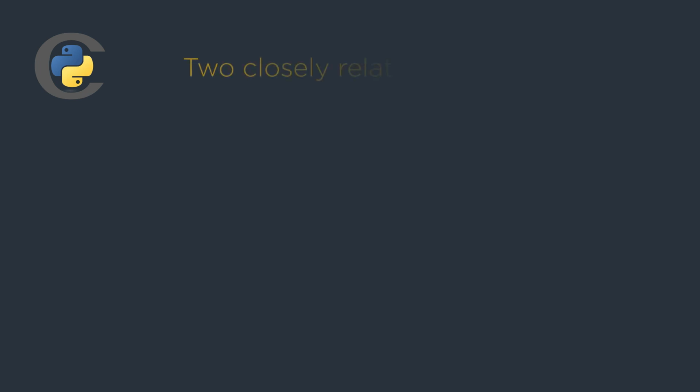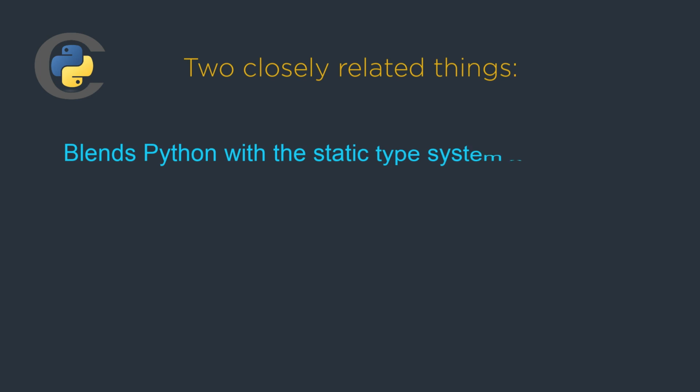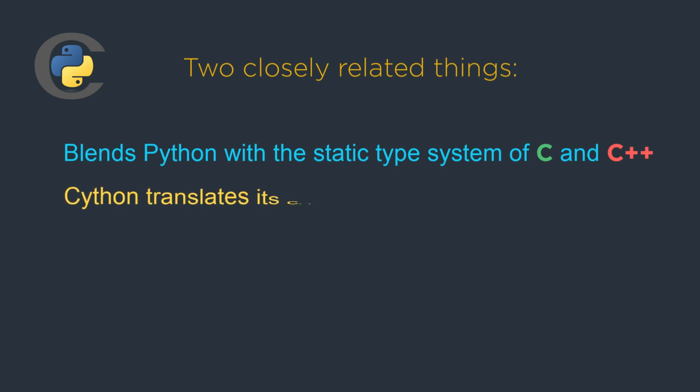Cython is two closely related things. It is a programming language that blends Python with the static type system of C and C++. And it is a compiler that translates Cython source code into efficient C or C++ source code. This source can then be compiled into a Python extension module or a standalone executable.